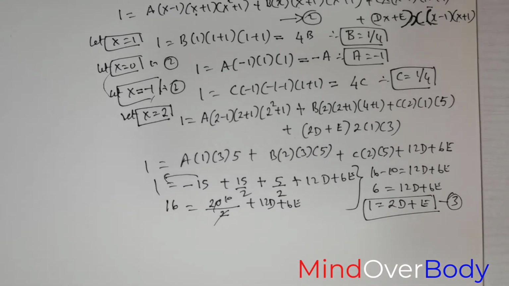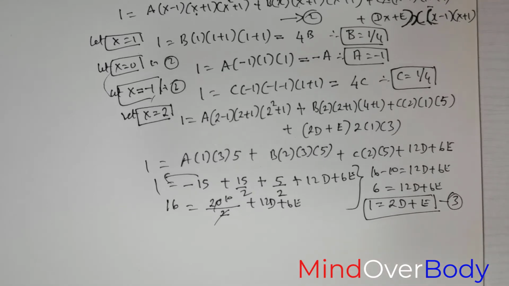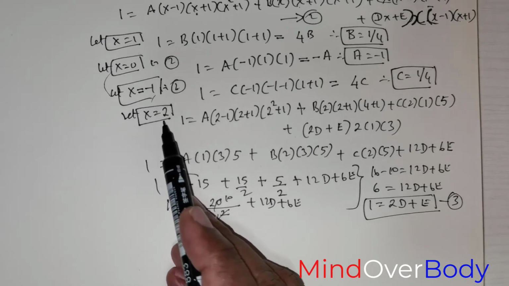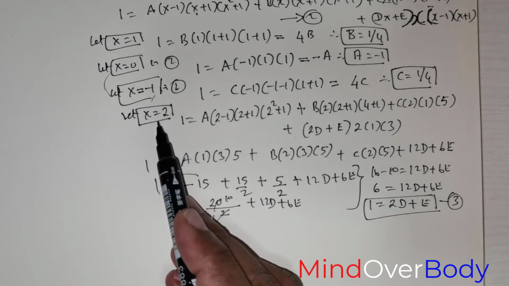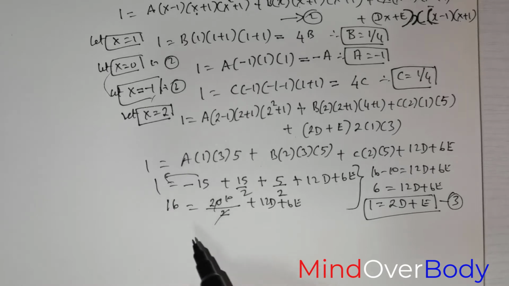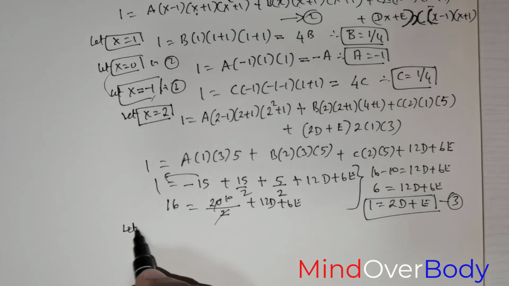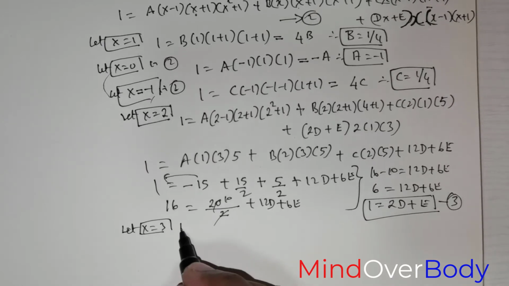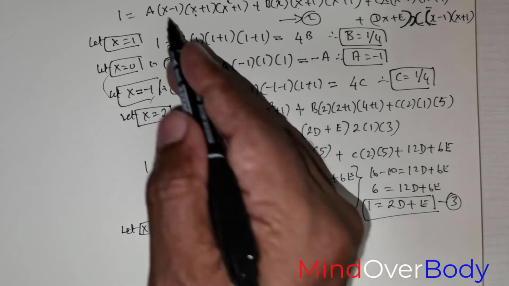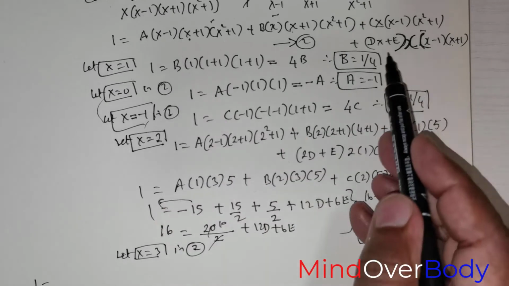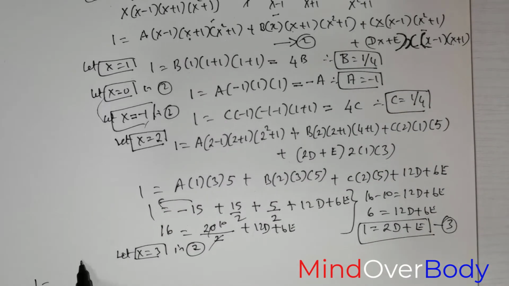Now I want to take x to be equal to positive 3. I don't want to take x is equal to -2. If I want, I can take it, but I will take it as x is equal to positive 3. So let x be equal to 3 in 2. So that is going to give me, I'm substituting it in this system. Okay, so let me write that down here.